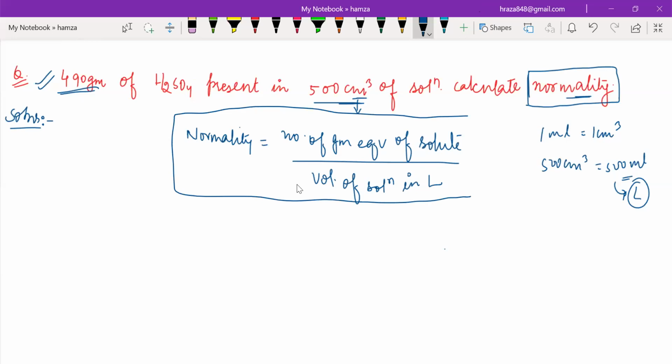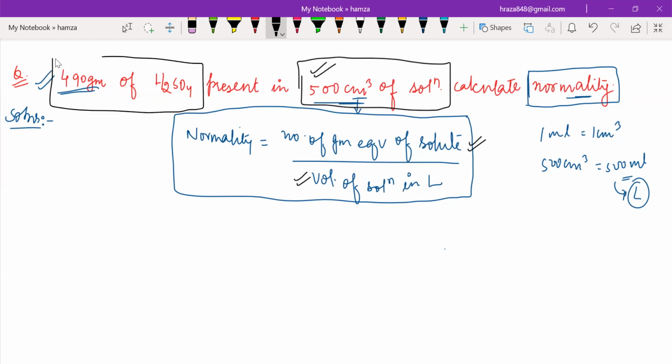Also, you can see volume of solution is given here, which you can easily convert into liter. What we need to calculate is number of gram equivalent of solute with the help of given mass. Now, do you know how to calculate number of gram equivalent? In the previous class, I have given you a formula. Number of gram equivalent is equal to given mass upon equivalent mass.